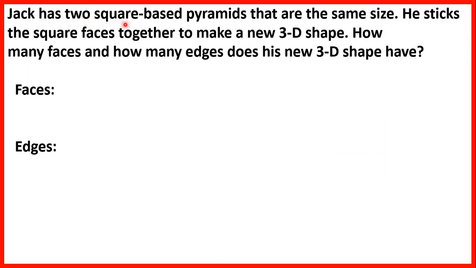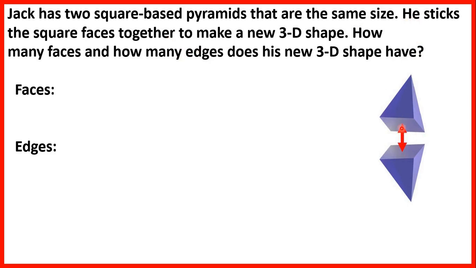Jack has 2 square-based pyramids that are the same size. He sticks the square faces together to make a new 3D shape. How many faces and how many edges does his new 3D shape have? So let's think about what Jack's done. He's got 2 square-based pyramids and then he sticks them together to make a new shape.